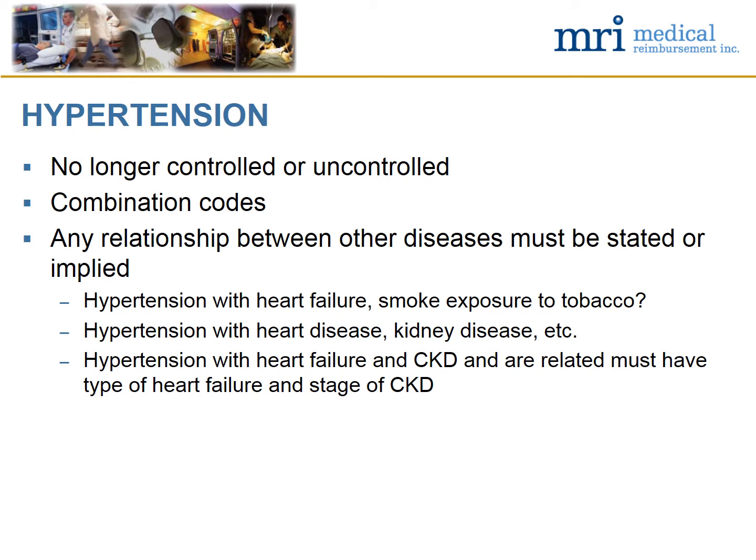Hypertension is no longer stated as controlled or uncontrolled. We have a lot of combination codes with hypertension in ICD-10. And if there's any relationship between other diseases, this must be stated or implied, such as hypertension with heart failure. And again, the same as with ears, if it's heart failure, they want to know if the patient is exposed to smoke or if they smoke themselves.